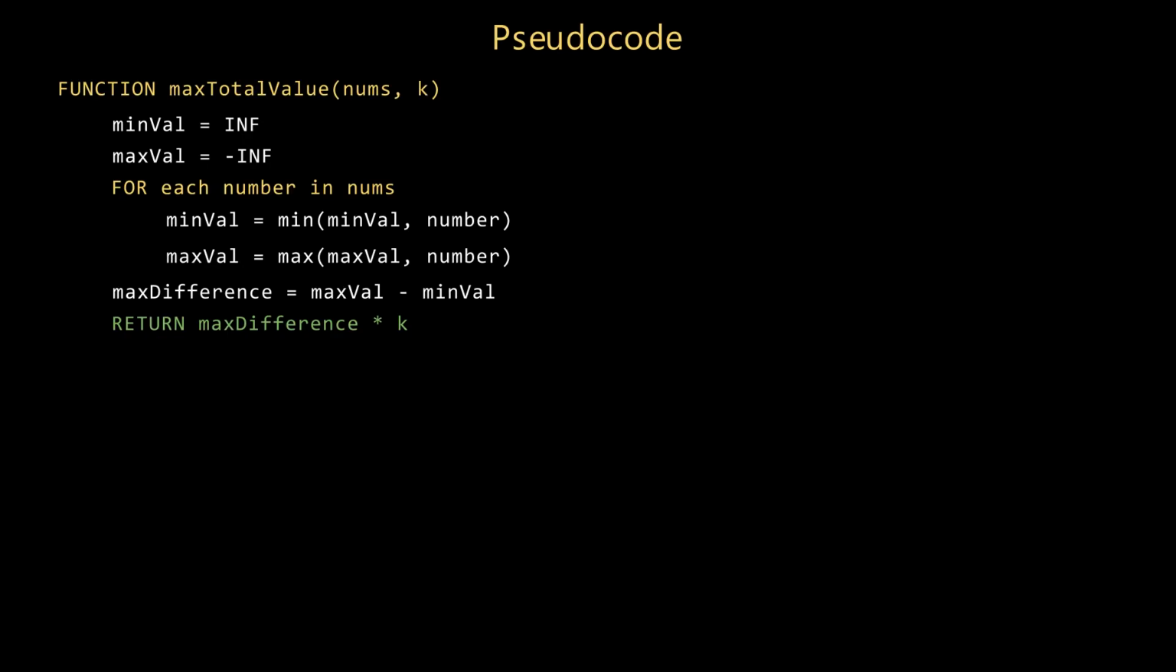Pseudocode for max total value. Initialize min and max to infinities, scan the array once updating both extremes, subtract to get the best single subarray value, then multiply by k and return.